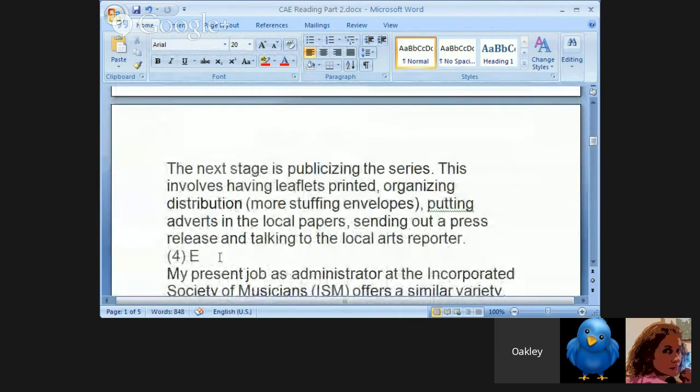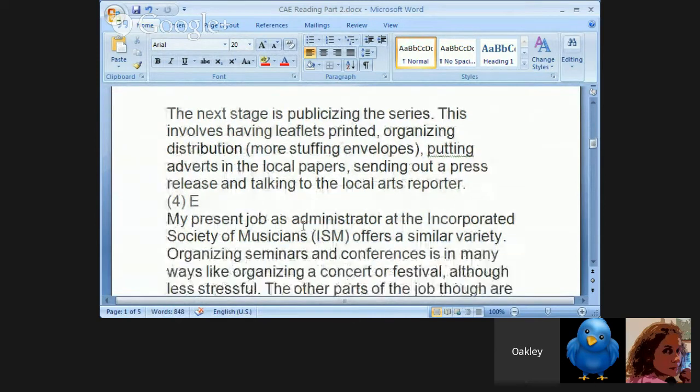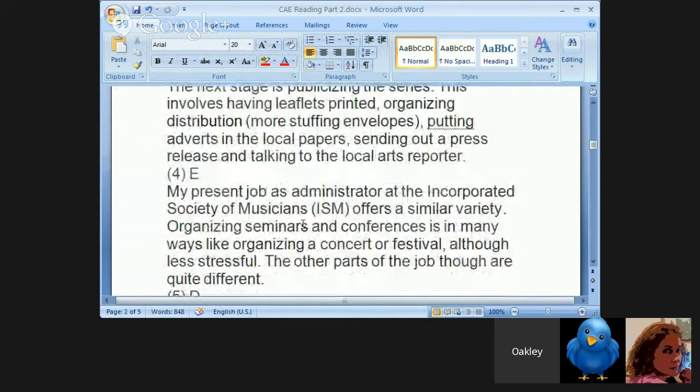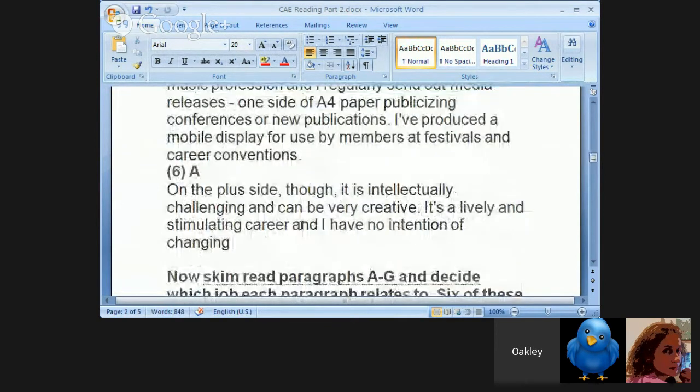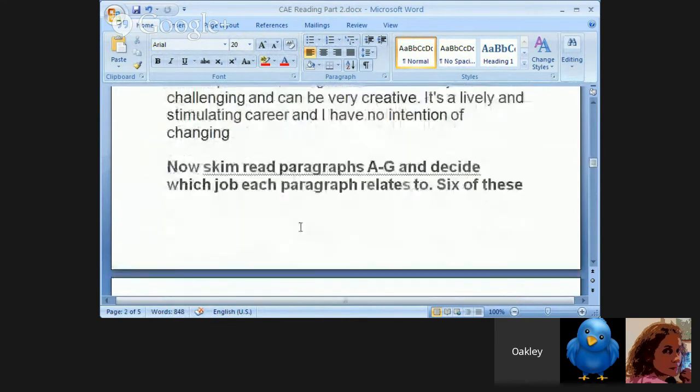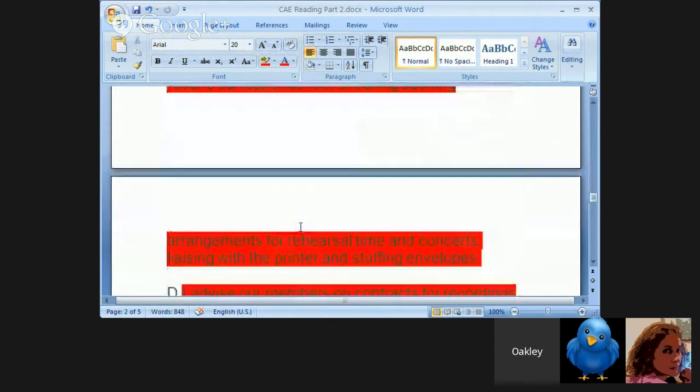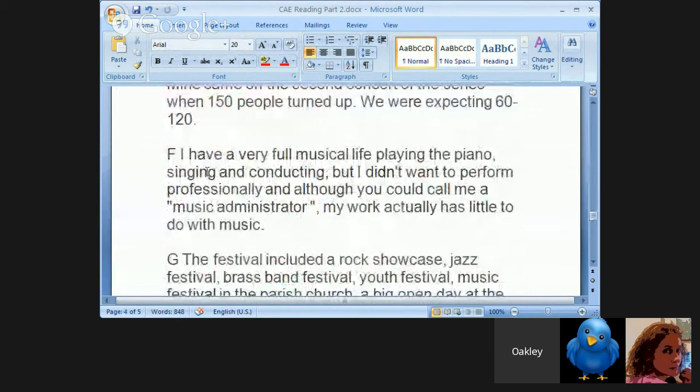I advise our members. Yes. All right. D, well, there you go. It's a crazy scramble. I think that's actually the answer, to tell you the truth. What do we have left? F? Nothing. The leftover one is, yes, F. I have a very full musical life, playing the piano, singing and conducting.